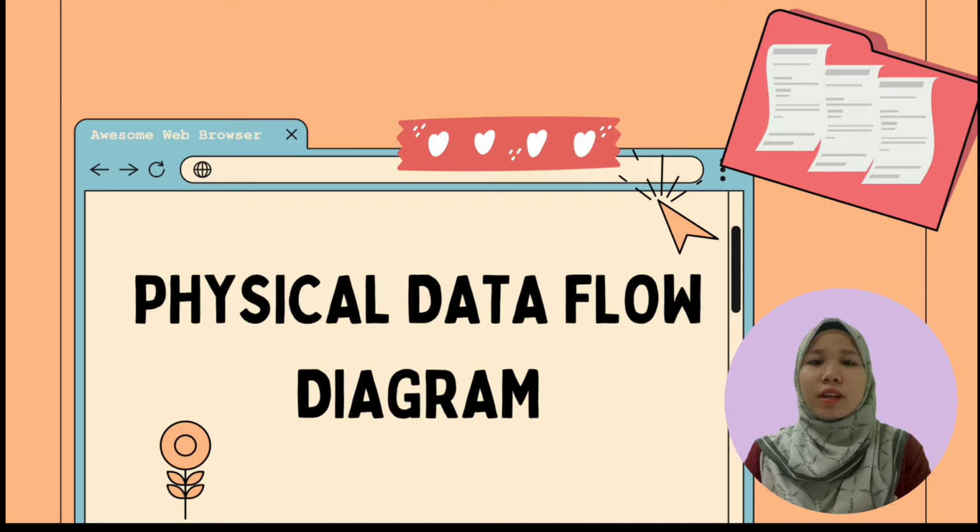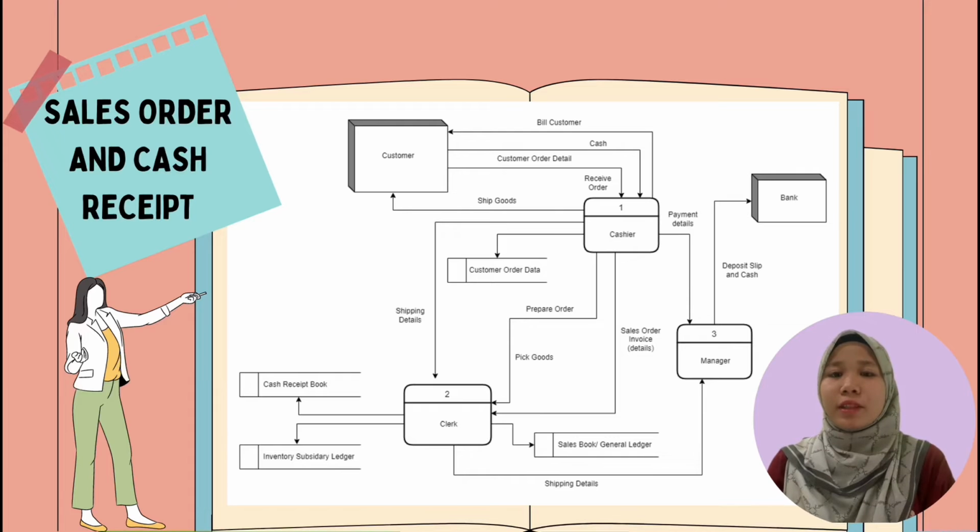Physical data flow diagram is a graphical representation of a system showing the system's internal and external entities and the flows of data into and out of these entities. A physical data flow diagram also specifies where, how and by whom a system's processes are accomplished. For this company, the internal entities are cashier, clerk and manager, while the external entities are customer and bank.